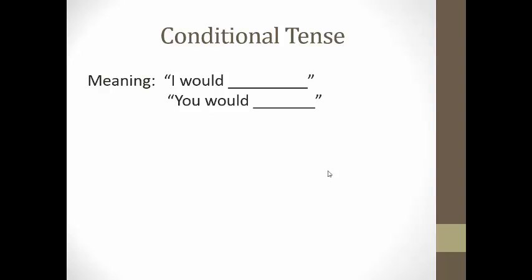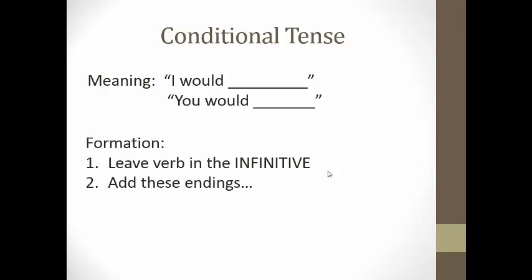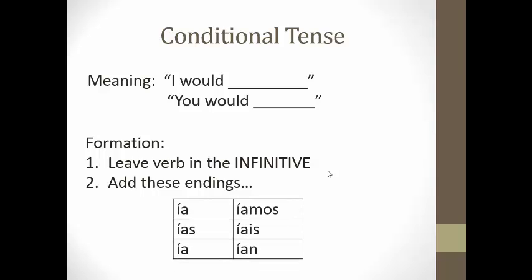It is formed almost exactly like the future tense. Okay, look at the similarities in the steps here. Step 1, you're going to leave the verb in the infinitive. And step 2, you will add a set of endings. Here's where they differ in their endings. Your conditional endings are ía, ías, ía, íamos, ían.